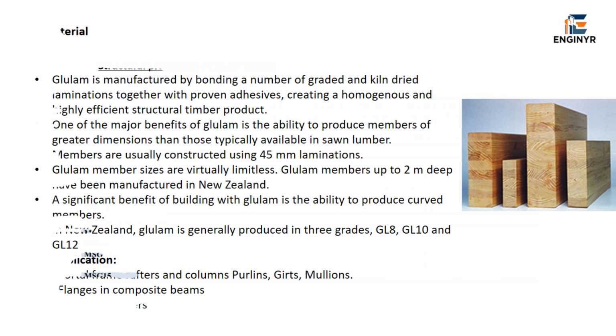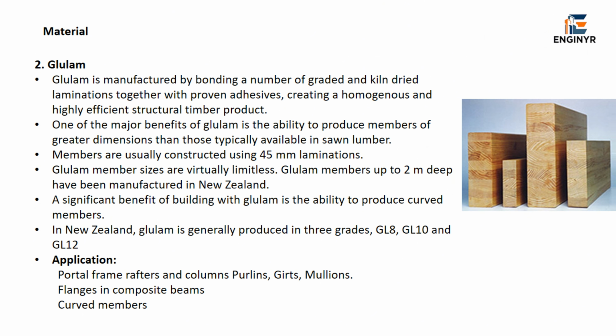Our second material is glulam. Glulam is manufactured by bonding a number of graded kiln-dried laminations together with proven adhesives, creating a homogeneous and highly efficient structural timber product. One of its biggest advantages is the ability to produce members far larger than what's typically available in sawn lumber, usually built up using 45 millimeter laminations. In fact, glulam member sizes are almost limitless. In New Zealand, glulam members up to 2 meters deep have been manufactured.